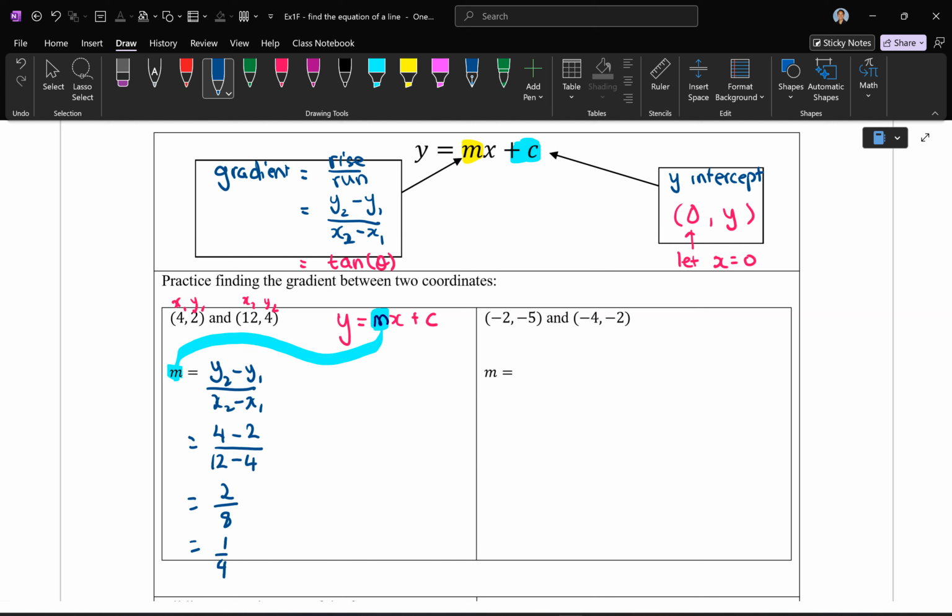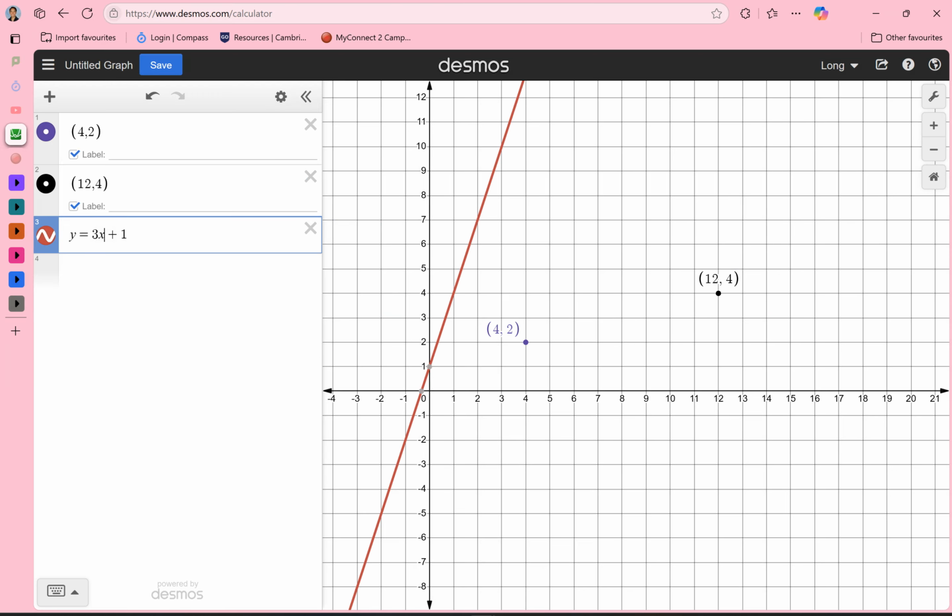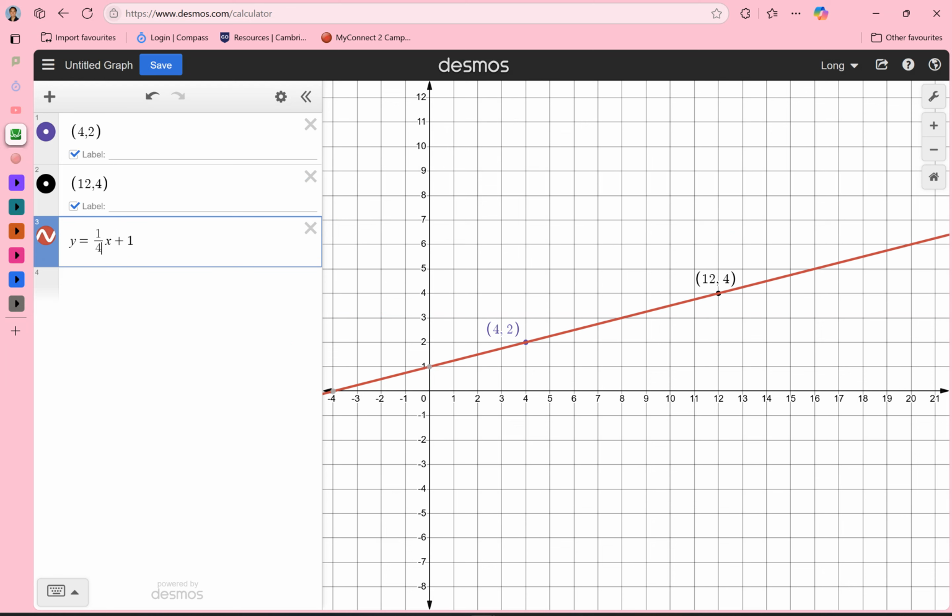And I'm going to type in, I now know the gradient. So y equals, instead of m now, I know that is a quarter. So it's a quarter x. I don't know what the y-intercept is. So this is what it looks like. If I go back, here's a quarter.